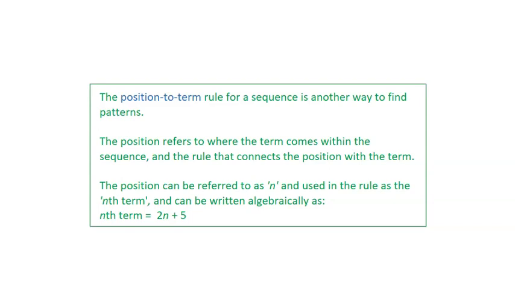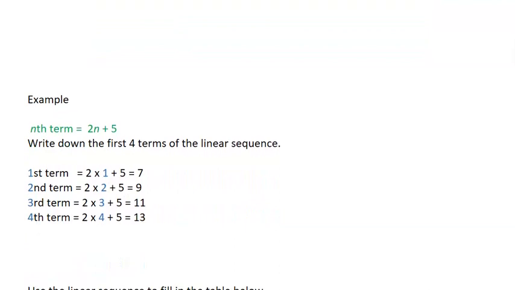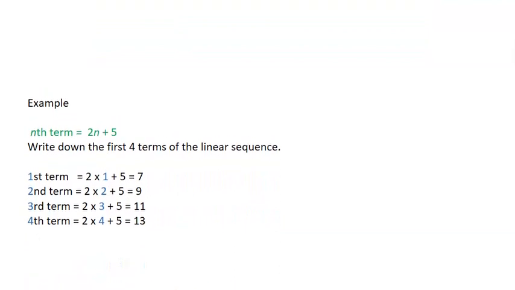This is a far more common way to work with sequences because it allows us to not just go from term to term, from one to the next to the next. It allows us to make big jumps to mathematically calculate them. So I just want to have a look at this example. The nth term equals 2n plus 5. Write down the first 4 terms of the linear sequence.